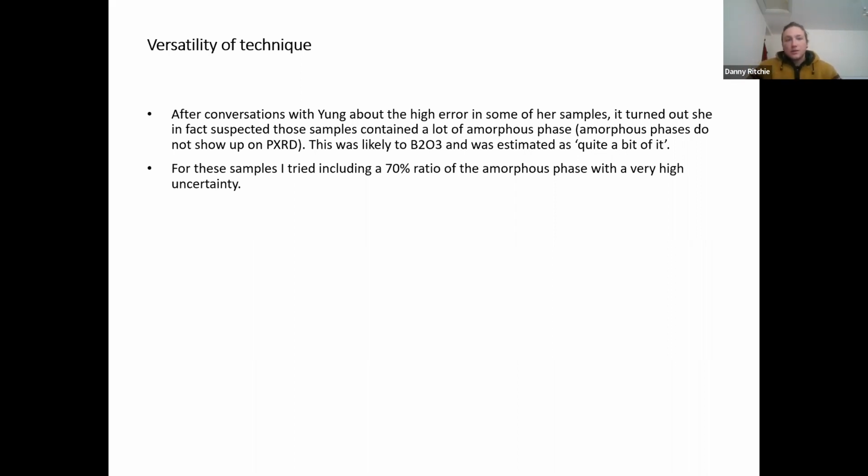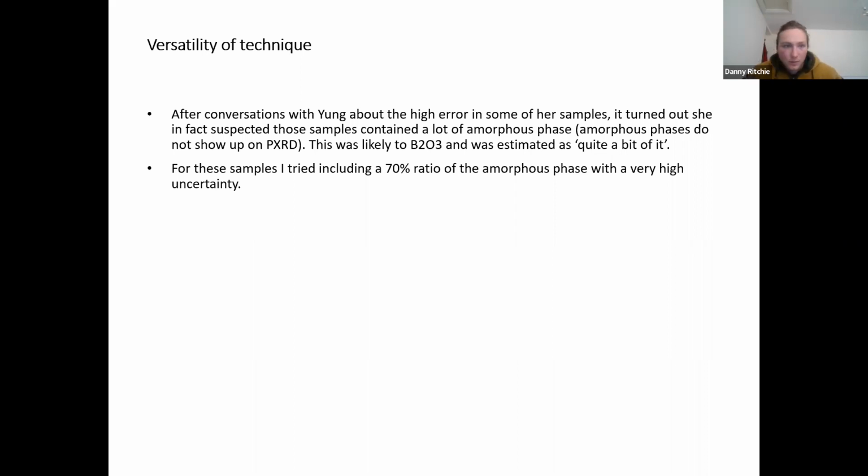But I talked with Yung about why some of her samples might have had such a high error, and she only then told me that she did believe they would have a really high error because she saw a lot of an amorphous phase in them. Amorphous phases are like glass, and basically they're an issue because they don't show up in PXRD. She said that the amorphous phase was likely to be B2O3, and she estimated that there was quite a bit of it.